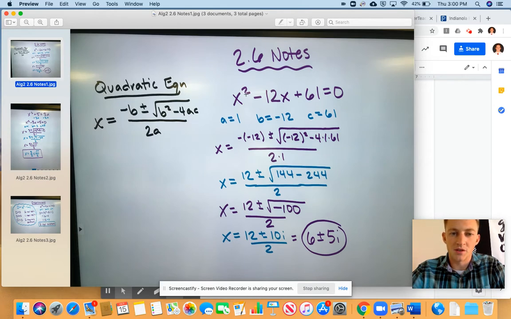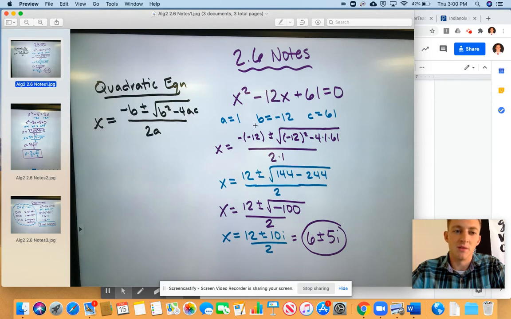And we also have a square on our x, on our variable, right? So we're going to have two answers. Well, in this quadratic equation, we have x squared minus 12x plus 61 equals 0. And in this formula, we have a's, b's, and c's. A is the number in front of x squared, b is the number in front of x, including the sign, and then c is the number by itself. So a is this imaginary 1, b is negative 12, including the sign, and c is a positive 61.